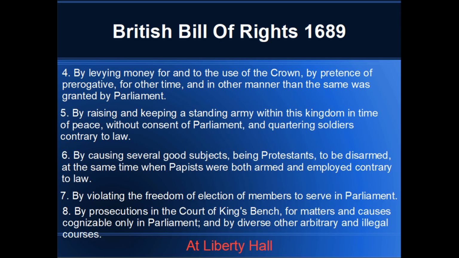4. By levying money for and to the use of the crown, by pretense of prerogative, for other time, and in other manner than the same was granted by Parliament. 5. By raising and keeping a standing army within this kingdom in time of peace, without consent of Parliament, and quartering soldiers, contrary to law. 6. By causing several good subjects, being Protestants, to be disarmed, at the same time when Papists were both armed and employed contrary to law.